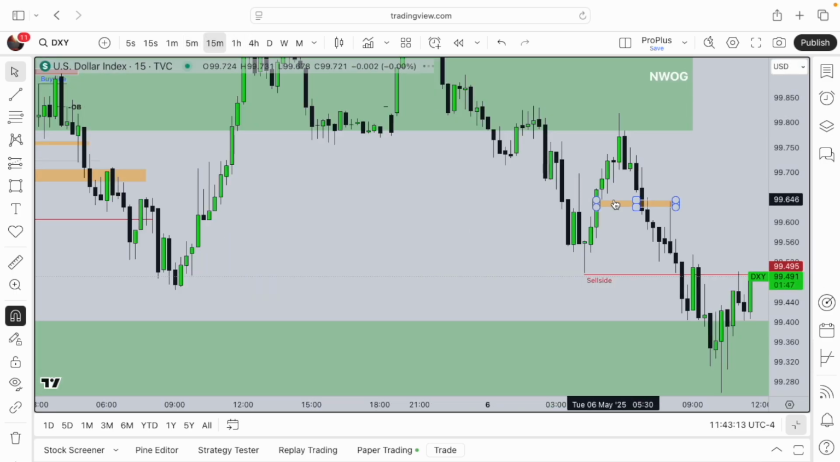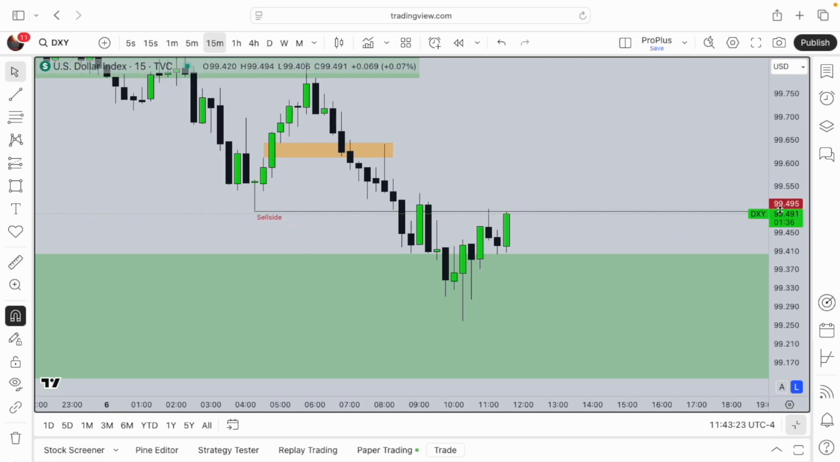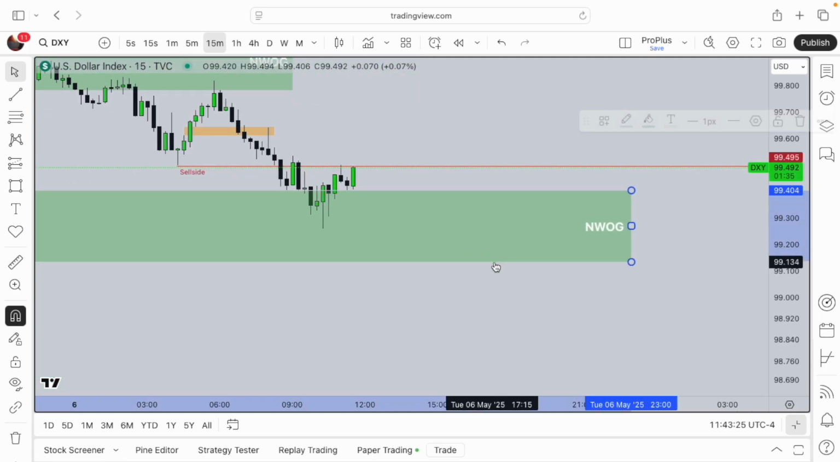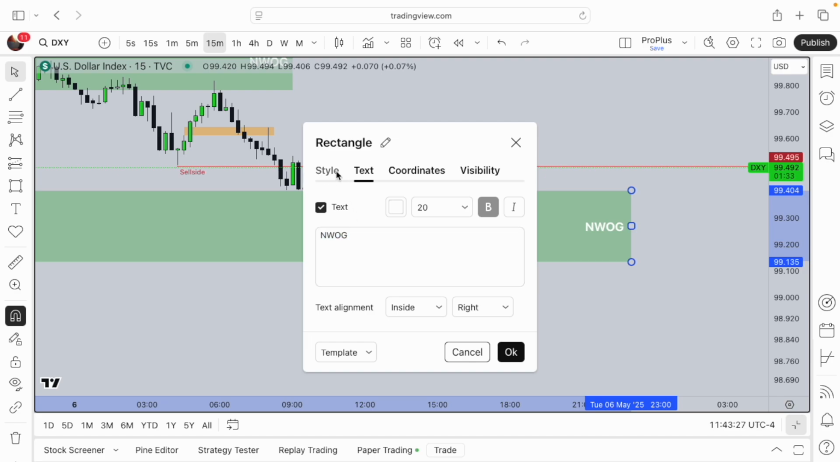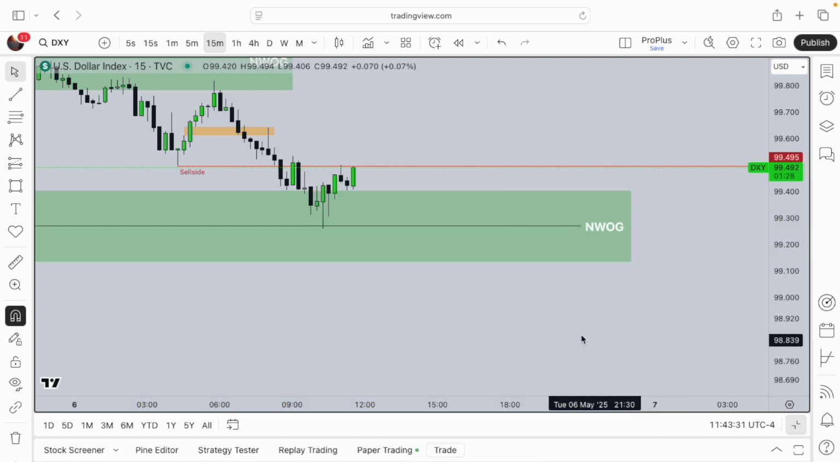Looking on the 15, it's a similar one. So it just breaks there, comes back to retest. Beautiful, trades lower down to the sell side, back into what? Weekly opening gap. Exactly where on the weekly opening gap? The midpoint. Look at that. Starts trading up higher.